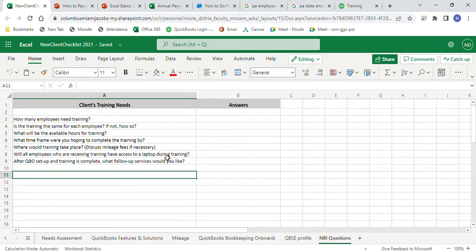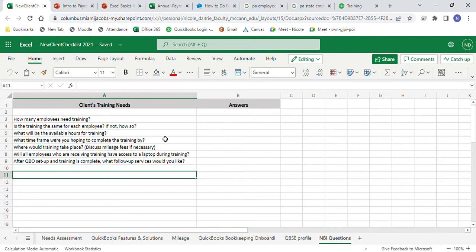And here I developed a couple of questions because I do training. Based on this, I decide which package would probably be the best for them. So I ask them, how many employees do you need to train? Is the training the same for each employee? If not, how so? Because they might have 8 employees and half of them work in the office and will be dealing with banking and payroll, and the other half might be out in the sales team, and I just need to be talking to them about customers, products and services, and so on.